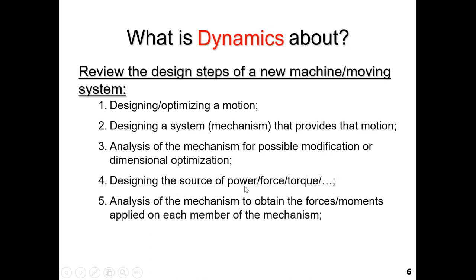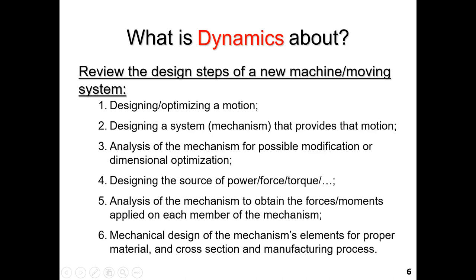And then based on that mechanism and the forces, you can define how much force each element is tolerating. Based on that, you do mechanical design for the strength of the element. Then you choose the material. That's just one step. It could be multiple steps: designing for the strength, choosing the proper material, and then the manufacturing process. This is technically three steps: a strength design, material selection, and manufacturing process.